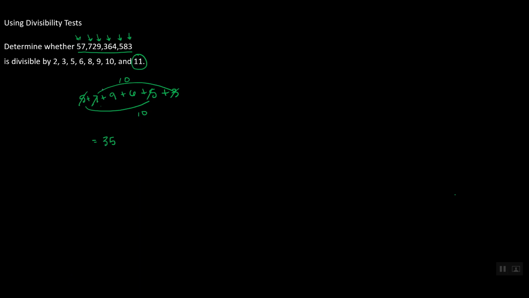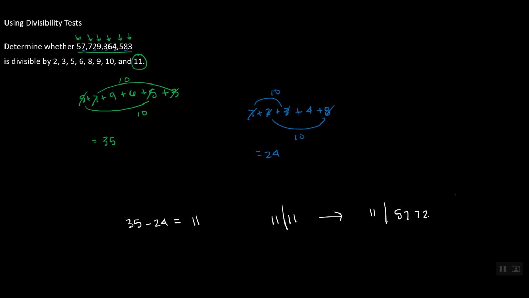Now adding up the other digits, so all the digits that were in the odd powers of 10 place, we have 7 plus 2 plus 3 plus 4 plus 8. 7 and 3 is 10. 2 and 8 is 10. And then plus a 4, we have 24. So finally, we just need to find the difference between these numbers, 35 minus 24. 35 minus 24 is 11. 11 does divide 11, therefore 11 does divide the number 57,729,364,583.